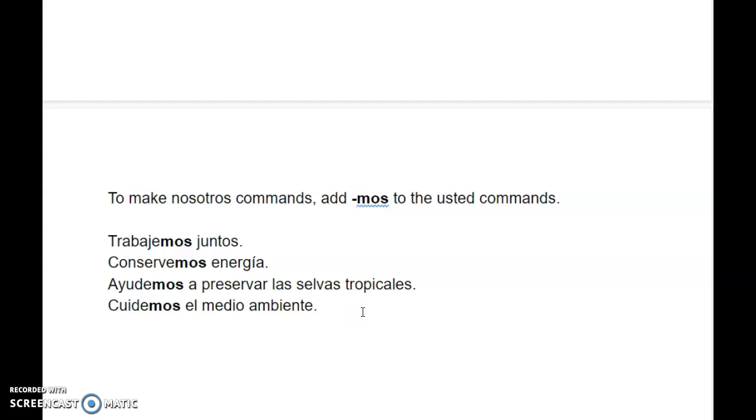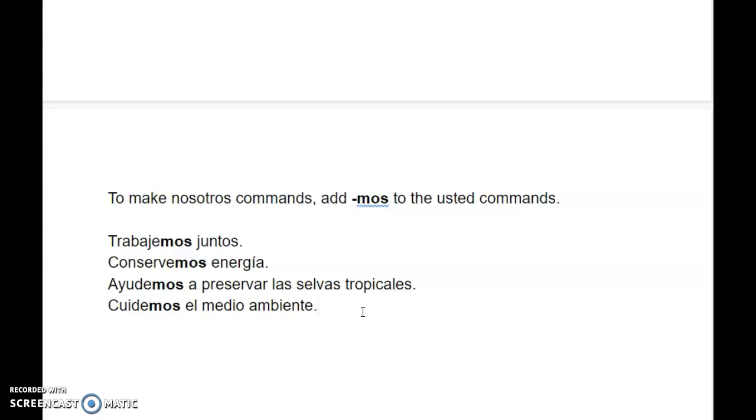Go ahead and turn in your book to page 341. We're going to look at exercise 7 on that page. It says your school's ecology club is making plans for upcoming Save Our Planet Week. Explain what your club wants everyone at school to do by writing Nosotros commands from the infinitives. All right. And you look at the modelo, it's one of the sentences we already have. It's trabajar juntos, to work together. Okay? And then when we change that to a command, trabajemos juntos. Okay? Just like we have there.